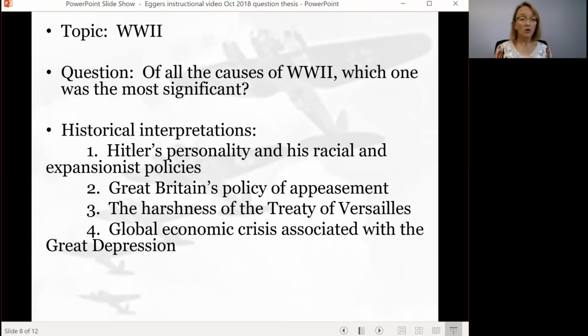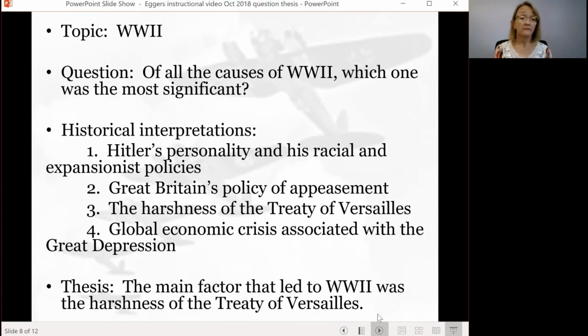Let's say that all of these are valid historical interpretations, we have read the evidence, and we have decided that we are going to focus on the harshness of the Treaty of Versailles. The Treaty of Versailles is the treaty that ended World War I. Many historians will look at the outbreak of World War II and say that's one of those factors. So you have chosen that one because it makes sense to you and because the historical literature supports that. Now we have our thesis statement, and we are ready to go and write our paper.